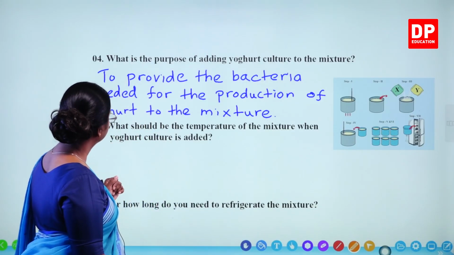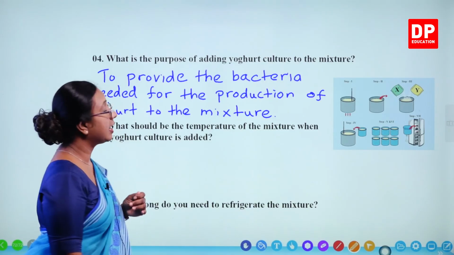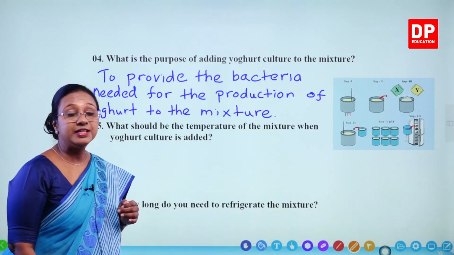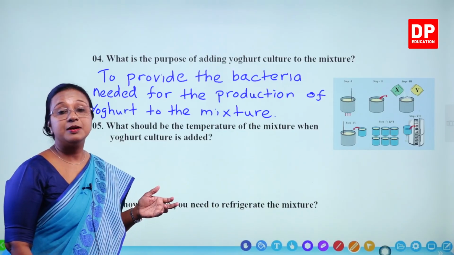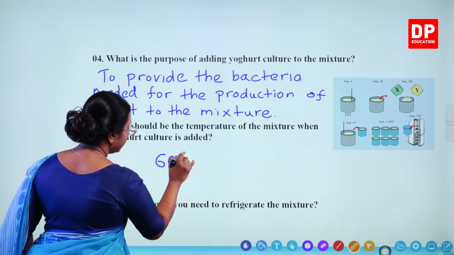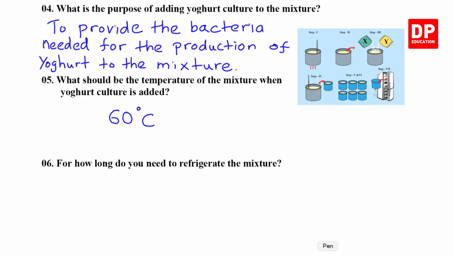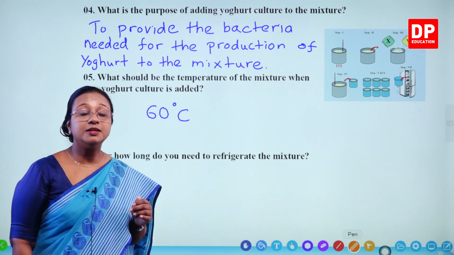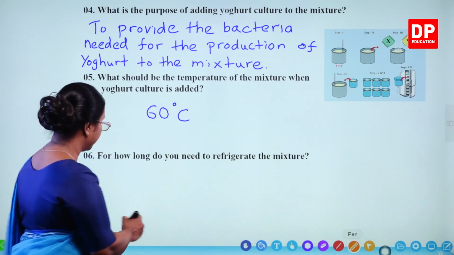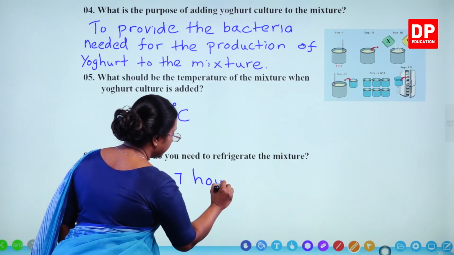Then the fifth one. What should be the temperature of the mixture when yogurt culture is added? What should be the temperature? It should be about 60 degrees Celsius. 60 degrees Celsius. And the last question. For how long do you need to refrigerate the mixture? For how long? About 6 to 7 hours. So we can say 6 to 7 hours.